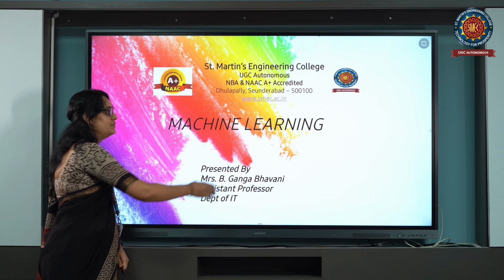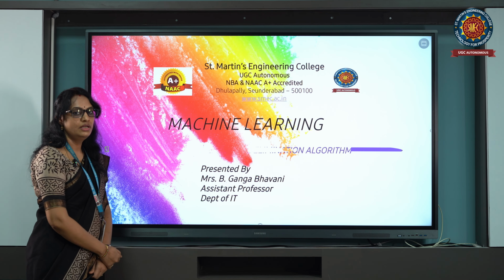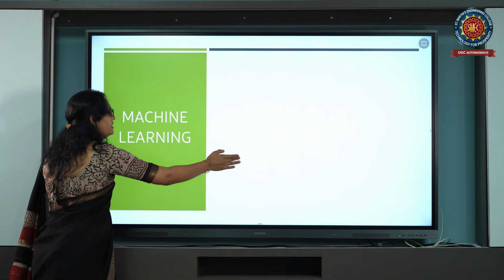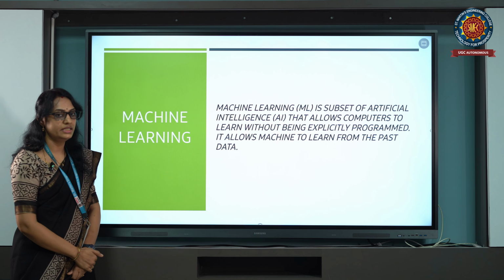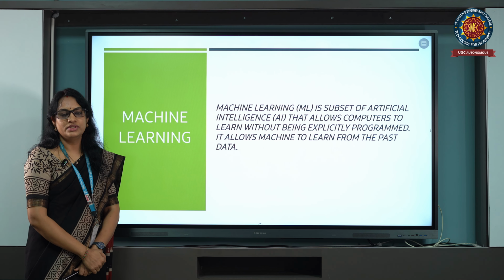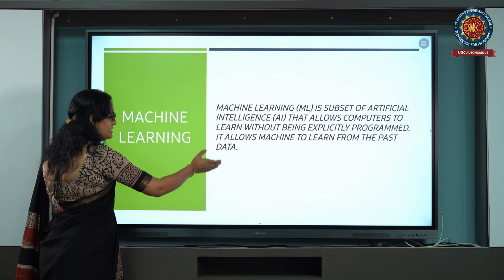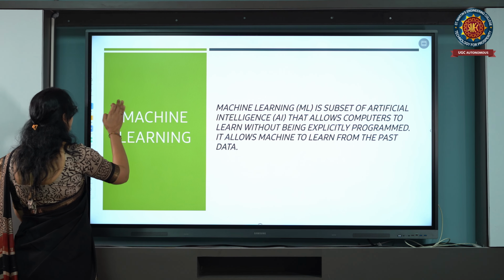Today I am going to deal with the subject machine learning. I am taking the concept candidate elimination algorithm. So let us go. First we will see what is machine learning. Machine learning is a subset of artificial intelligence that allows computers to learn from past data. Okay, so we will see within a simple video here.